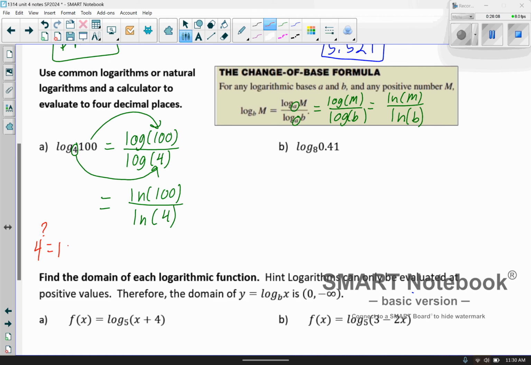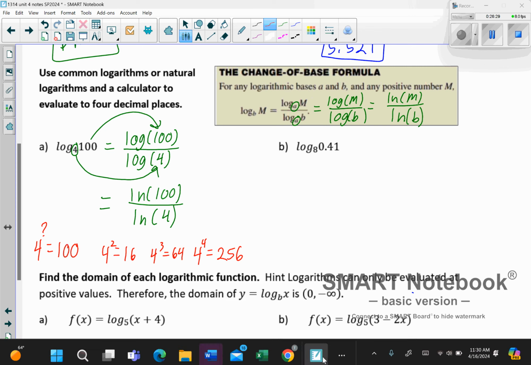So 4 to what power equals 100? Well, we know that 4 squared is 16. 4 to the power of 3 is 64. And then 4 to the power of 4 is going to be 256, right? So we're probably going to be around 3 point something, like maybe 3.2, something like that. So let's go ahead and put this in our calculator and see what we get.